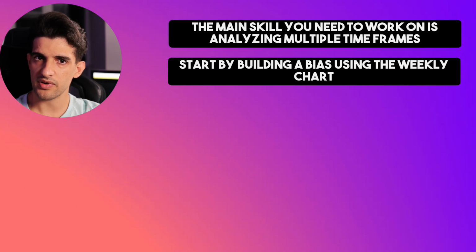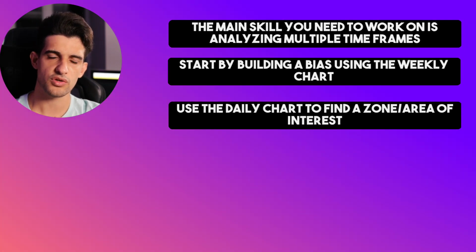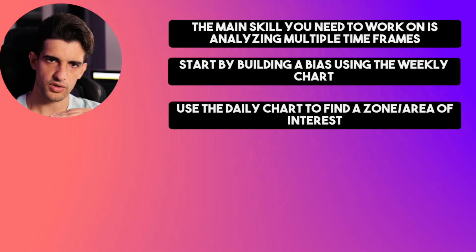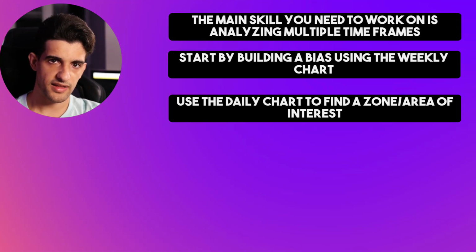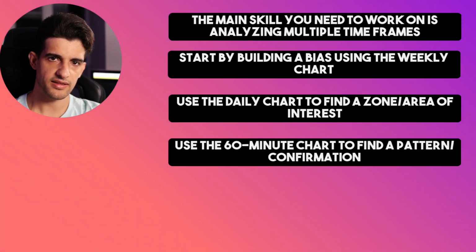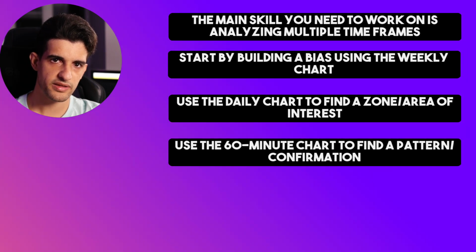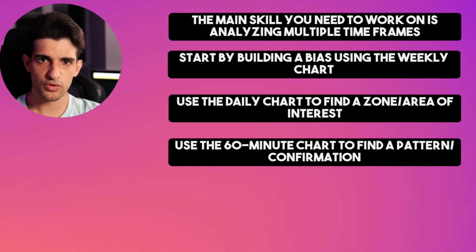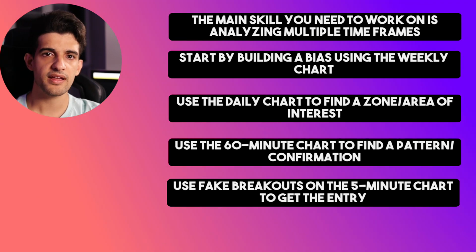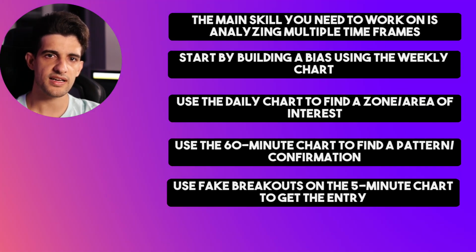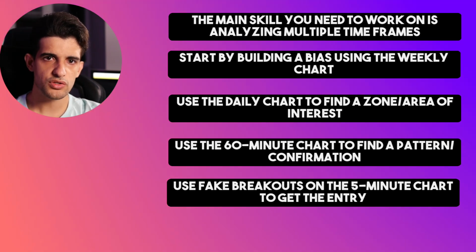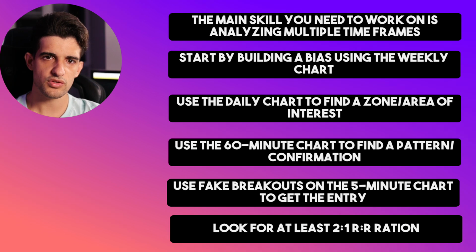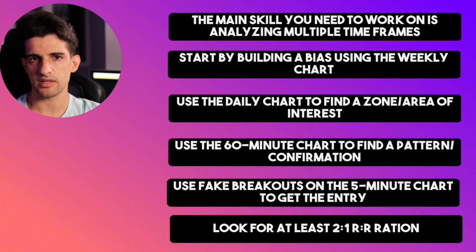Then I go to the narrower time frame, which is the daily chart, and I try to find a zone where the price is about to bottom or to bounce from or going to continue the trend from. And once I find that, I go to the 60-minute chart, which is a smaller time frame, to seek a confirmation. Is today actually a good day to play this stock or not? If it's actually good, I finally switch to the 5-minute chart and I use fake breakouts as my signal to enter. After that, it all depends on you. Make sure that you can have at least a 2-to-1 risk to reward ratio before jumping into the position.